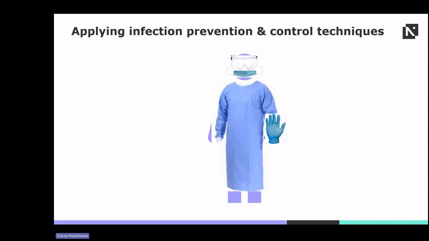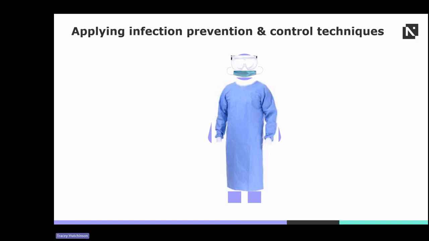Now, what's the correct order of removing PPE? Begin by removing gloves first to minimise the risk of contamination. Grasp the outside edge of one glove near the wrist and peel it off, turning it inside out. Hold the removed glove in the gloved hand and slide the fingers of the ungloved hand under the remaining glove at the wrist to remove it, turning it inside out. Dispose of the gloves immediately in a designated waste bin.